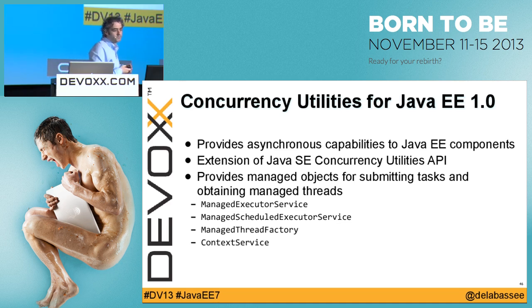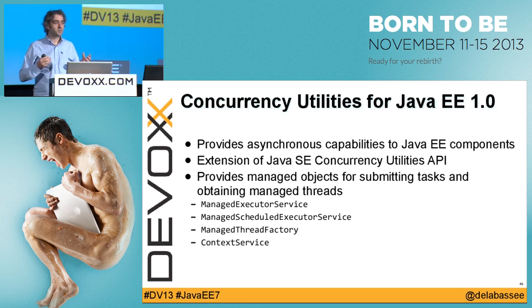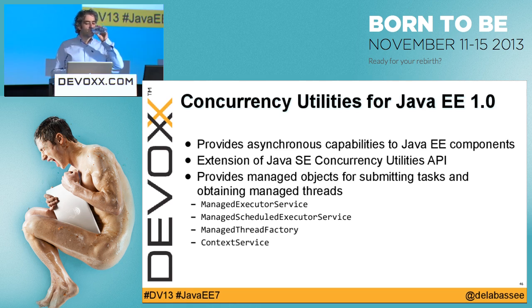So what we are doing here with this JSR, the concurrency utilities spec, is basically allowing you to leverage the concurrent capability of Java SE within your Java EE code in a safe way. So if you have been using the Java util concurrent package, it's basically what we are bringing to Java EE. So you can now use, in a safe and secure way, the java.util.concurrent package within your Java EE components, so servlets and so on.